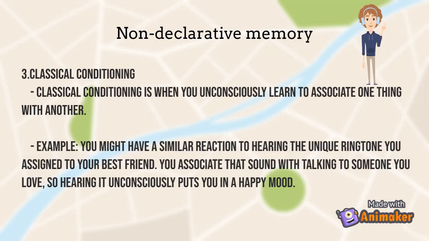Thirdly, classical conditioning. Classical conditioning is when you unconsciously learn to associate one thing with another. You might have a similar reaction to hearing the unique ringtone you assign to your best friend. You associate that sound with talking to someone you love, so hearing it unconsciously puts you in a happy mood.